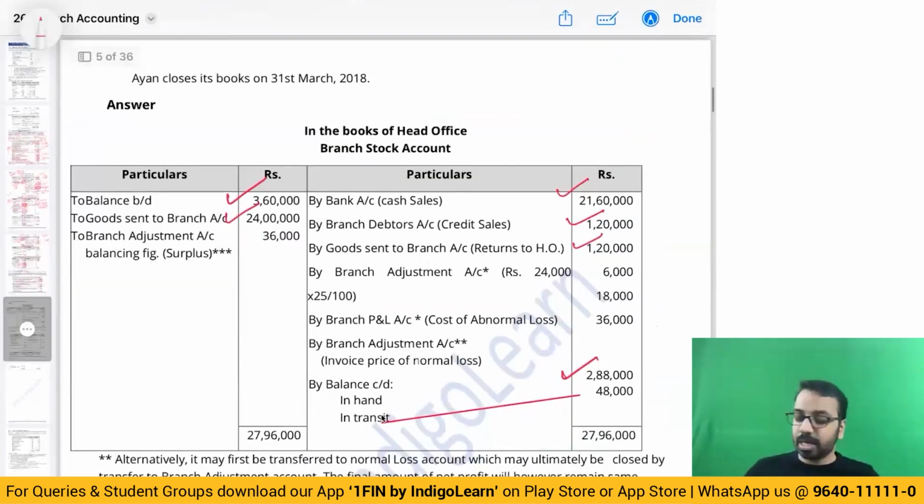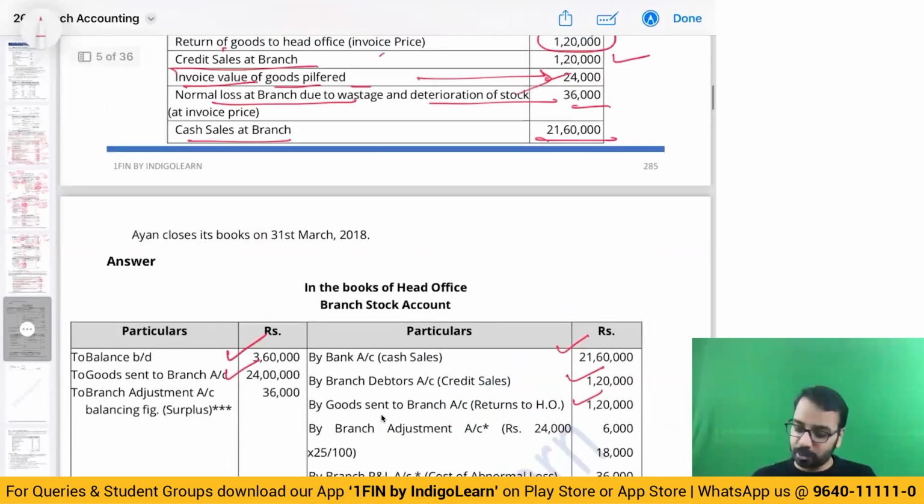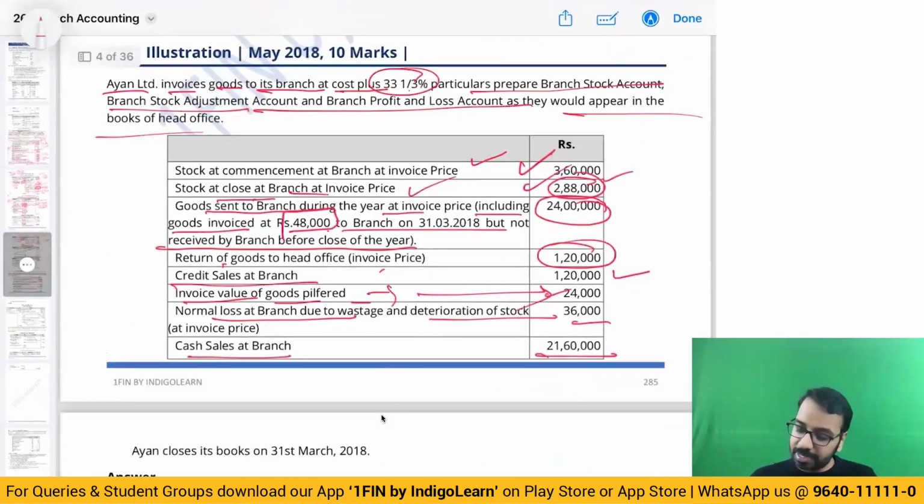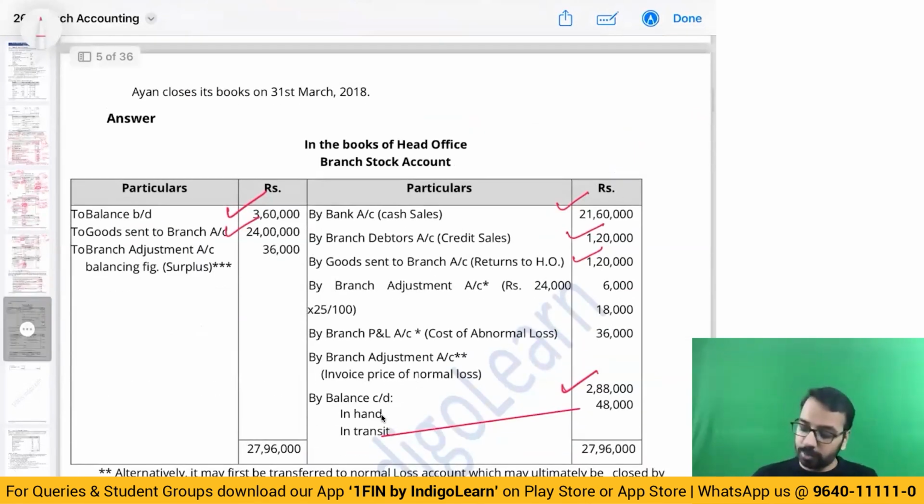Now, what is the meaning of this pilferage? Pilferage basically means that there is a loss. Somebody has stolen your stock. Right? Now, pilferage is not a normal loss. Whatever pilferage you see here, it is theft. Theft is not normal loss. So, what will you do? This 24,000 you will credit to the stock account.